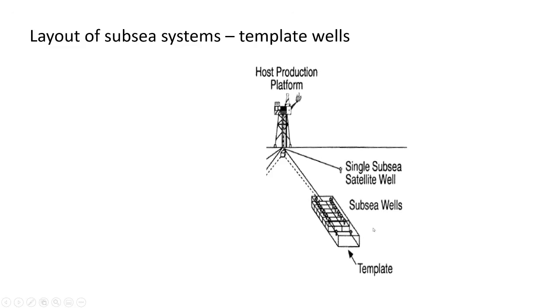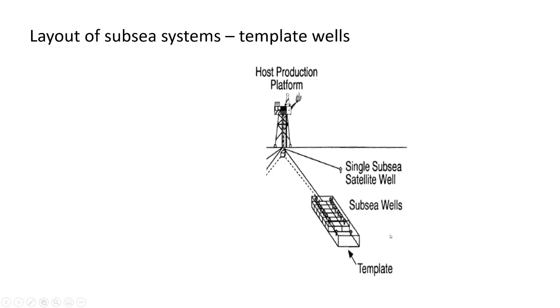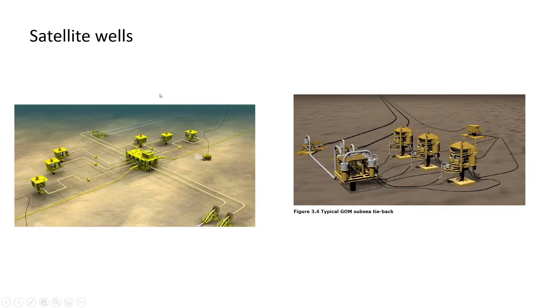So the template is not only a 4-slot one, which is very popular in the Norwegian continental shelf, but you can also have a template that has many wells. Now the option is to have satellite wells, in which the wells are not on the template, but outside. Then you have to commingle their production into what is called a subsea manifold. Here you have some lines, these rigid pipes that go from the wells to the subsea manifold.